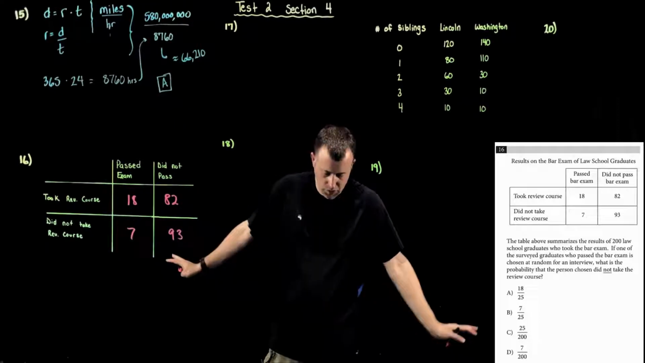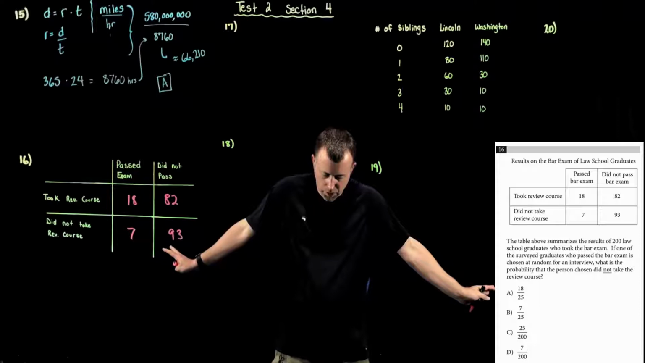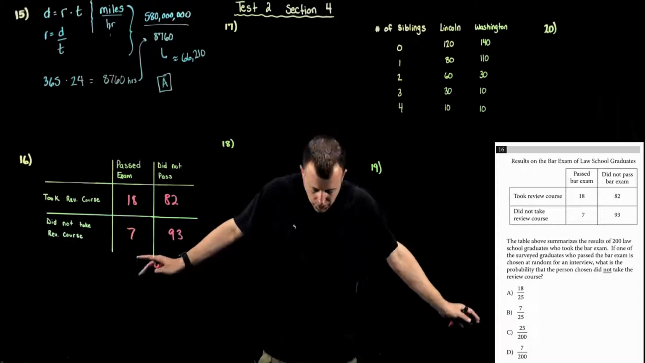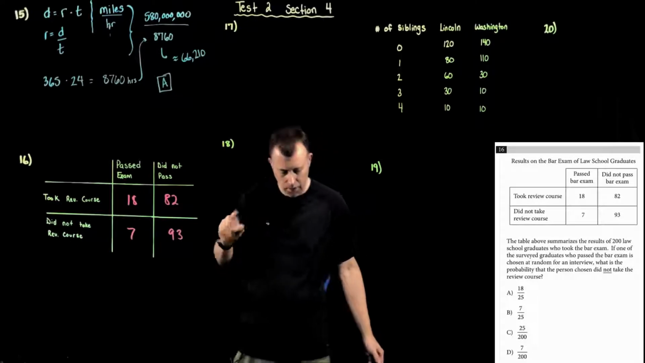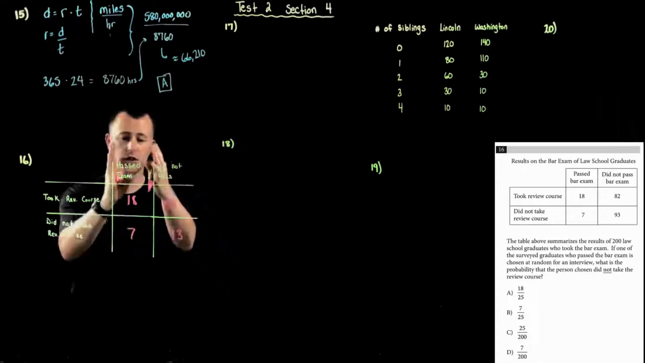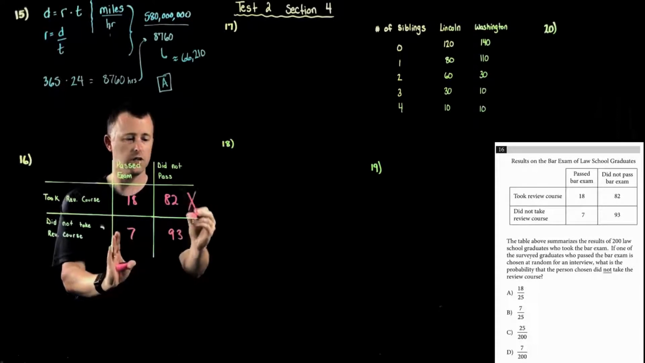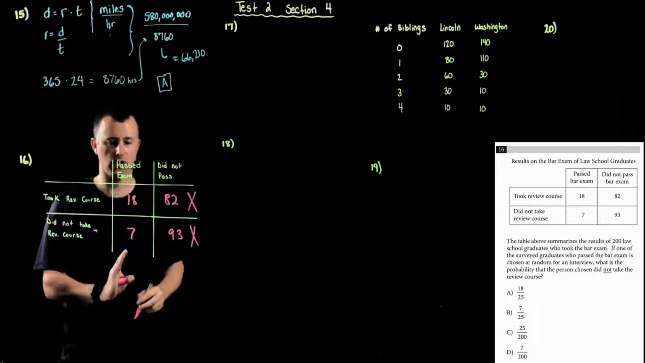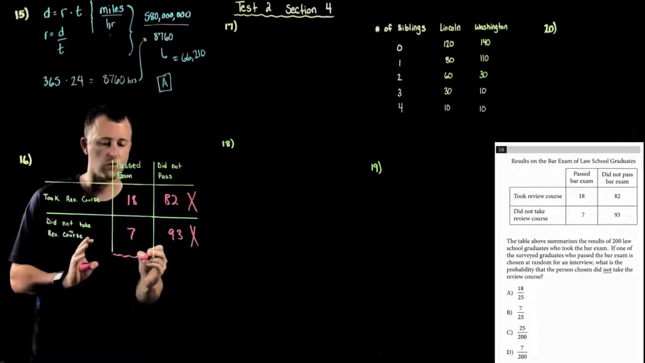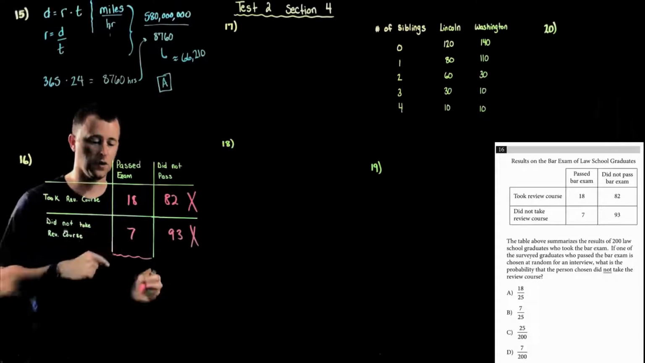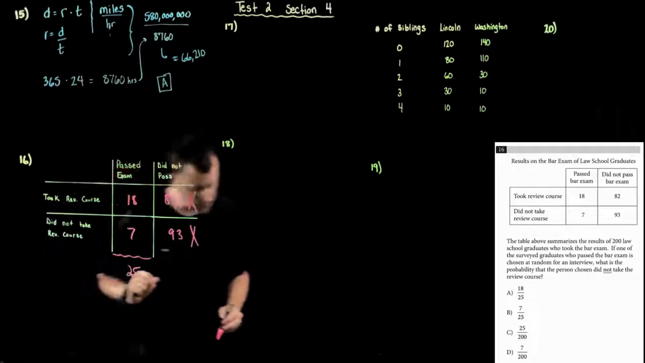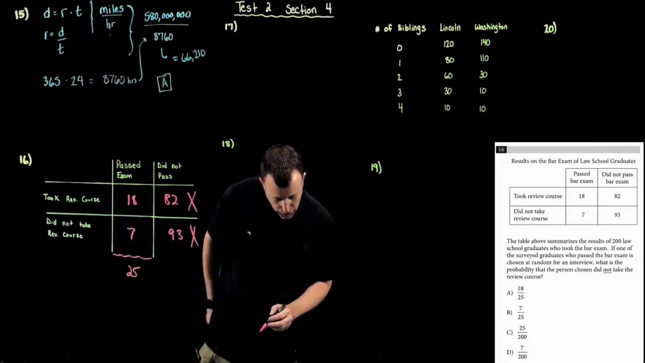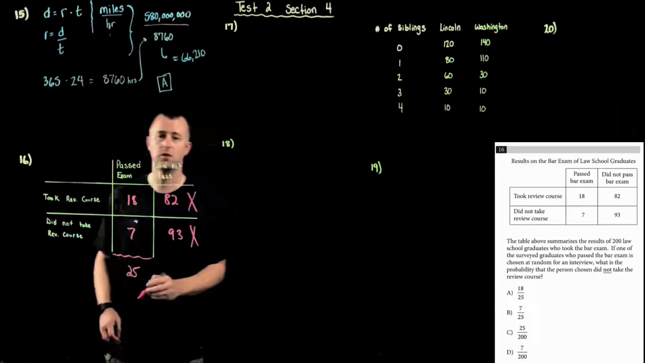But this one, I'm just going to go see what they want. What is the probability that a person did not take the review course, if one of the surveyed graduates passed the bar exam? So we're looking at these students right here. Therefore, these students don't matter for what we're trying to do. So out of these students right here, 18 plus 7, so 25 students, out of those 25 students, what is the probability that the person did not take the review course?